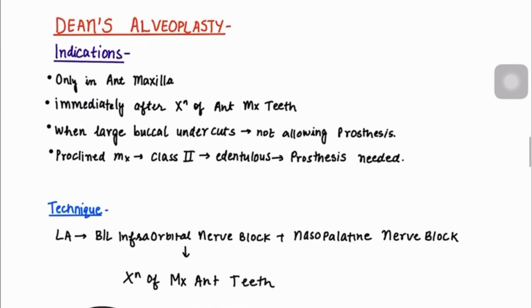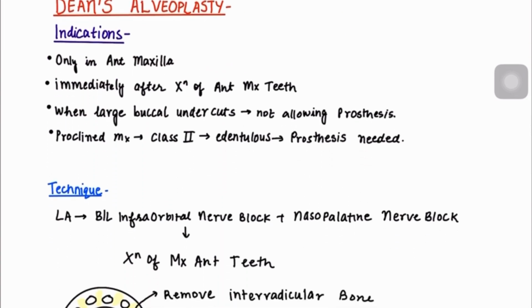Dean's alveoloplasty. The indications for this are: it is only done in the anterior maxilla immediately after the extraction of anterior maxillary teeth, when large buccal undercuts are present and they are not allowing the prosthesis, and in proclined maxilla, that is class 2, in edentulous patients where the prosthesis is needed.